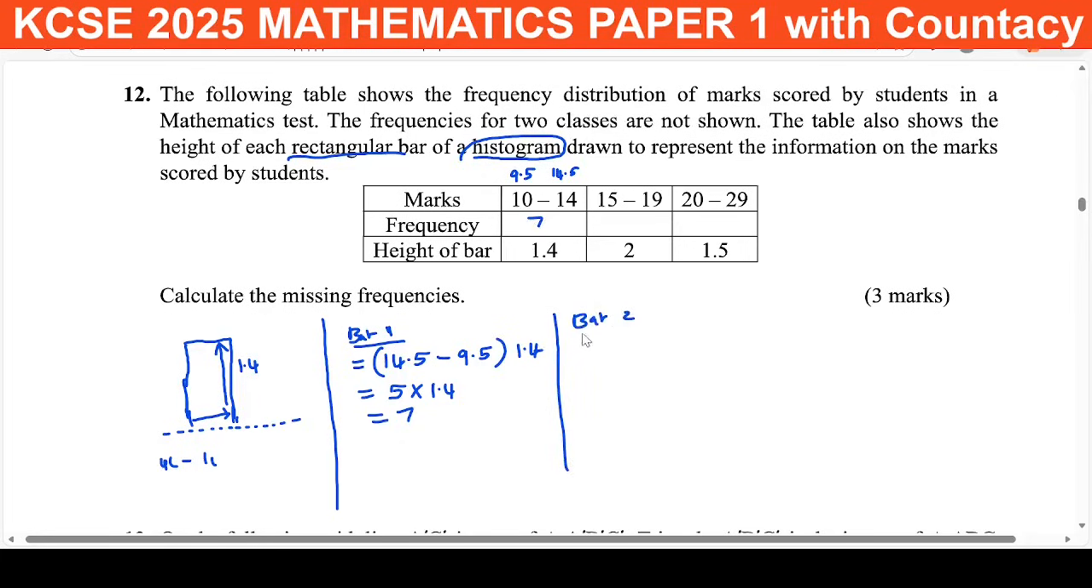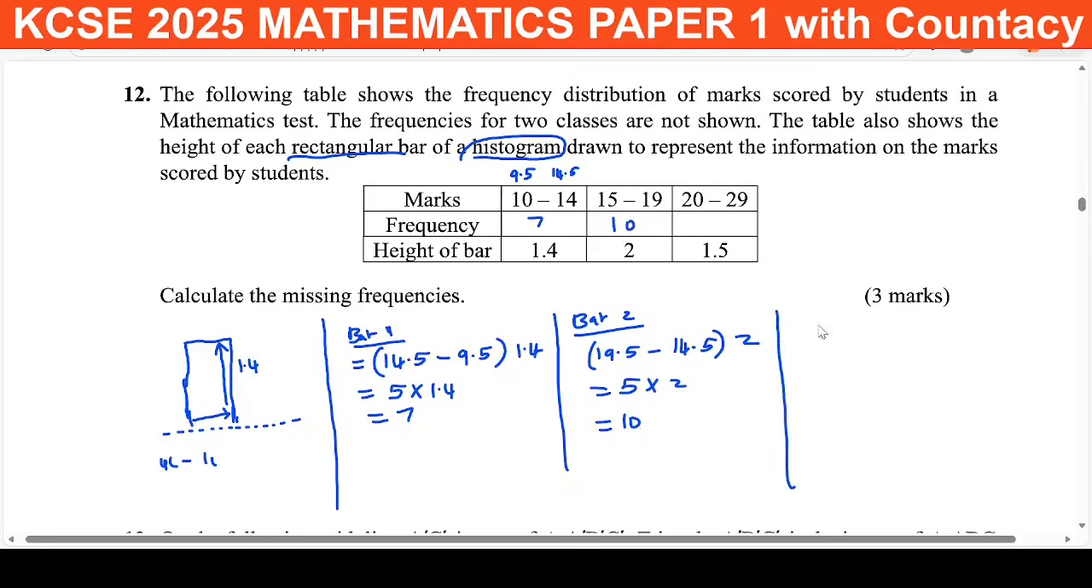We go to bar 2. Bar 2, what you're having here is 19.5 minus 14.5. Remember, we are taking the upper class limit minus the lower class limit, and then we multiply by the height of that bar, which is 2. 19.5 minus 14.5 is 5. 5 multiplied by 2 gives me 10. Therefore, I write a 10 there.